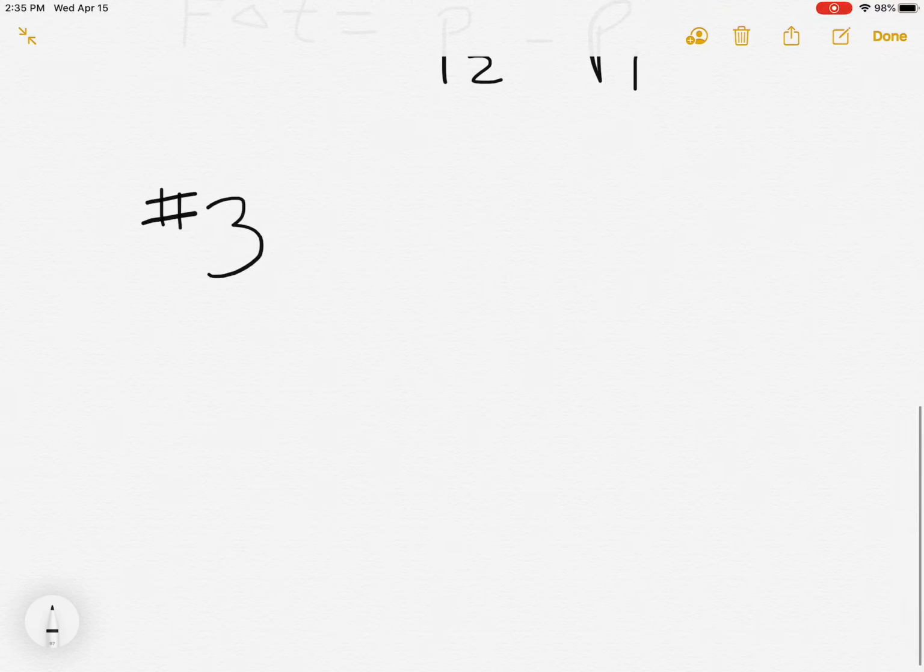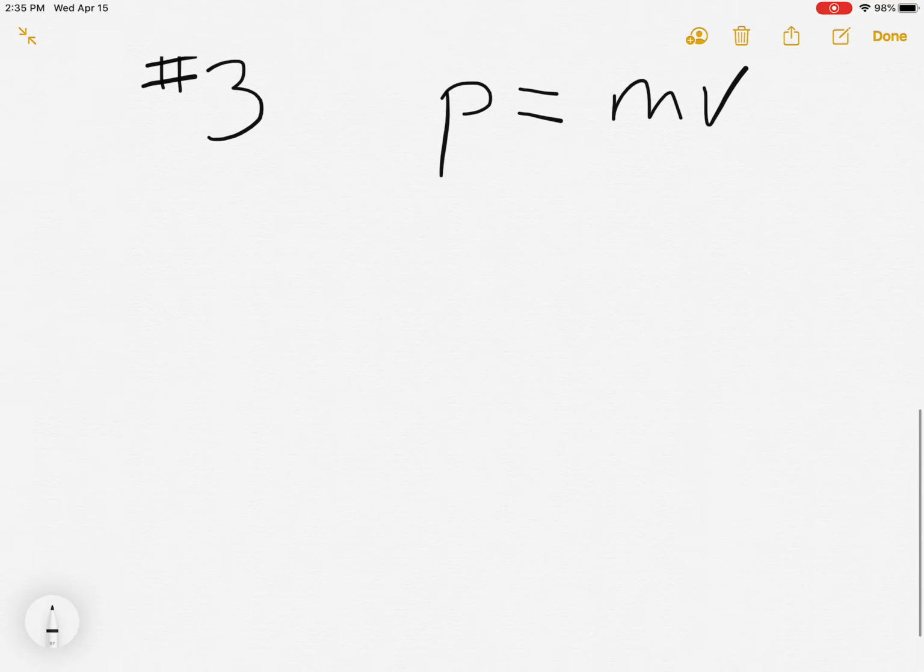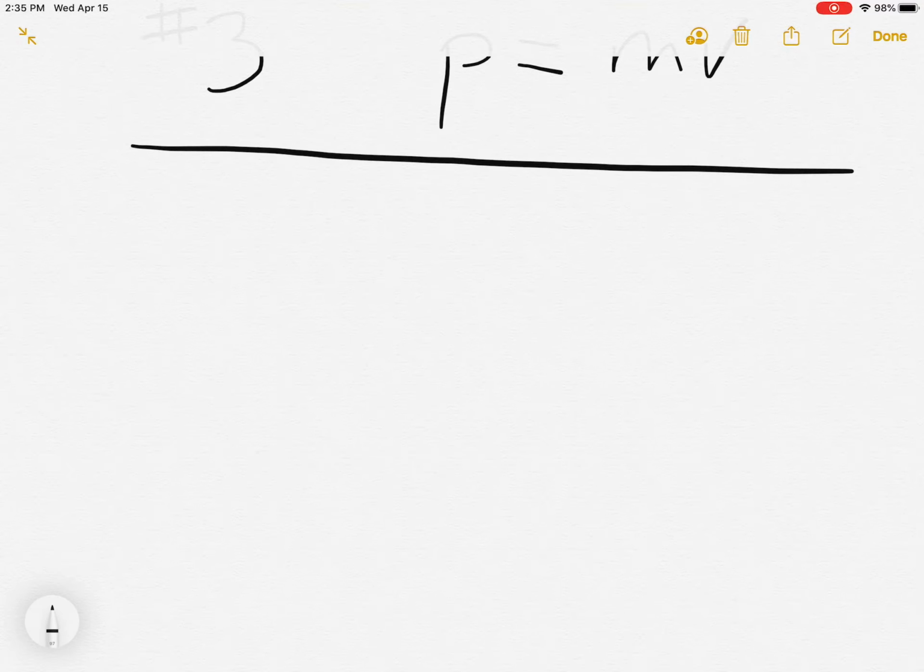So that's the hints for 1 and 2. Question number 3 is simply just using momentum, p equals mv, so that shouldn't be too hard. So okay, there's level 1, nice and simple plug and play.